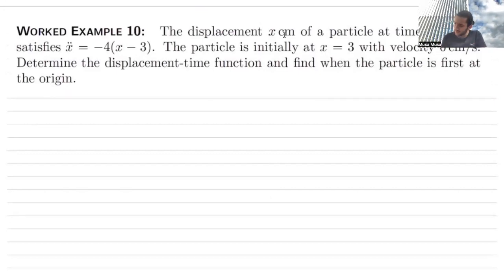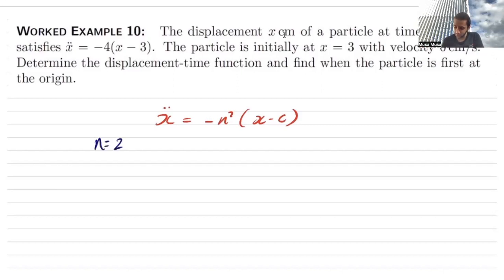The displacement x centimeters of a particle at time t seconds satisfies x double dot equals minus 4 times x minus 3. The particle is initially at x equals 3 with velocity 6 centimeters. Determine the displacement time function and find when the particle is first at the origin. So what can we tell just from this second derivative? Remember, the general form is minus n squared times x minus c. So I think we can tell n equals 2. We can also tell c equals 3.